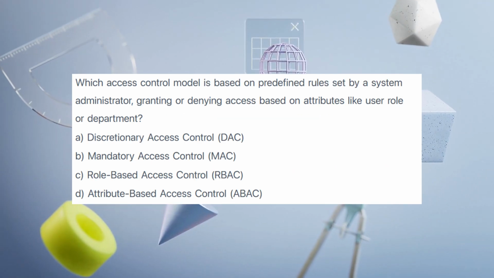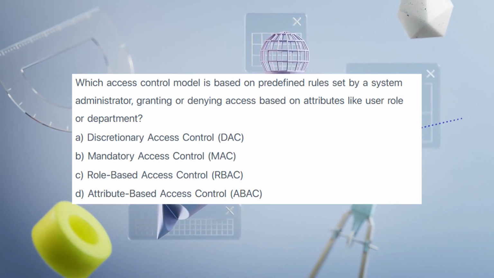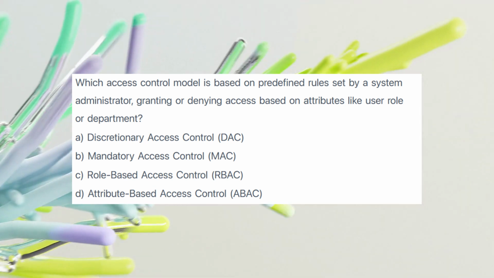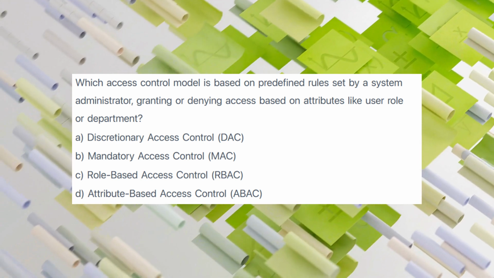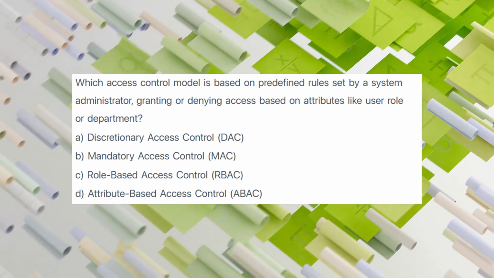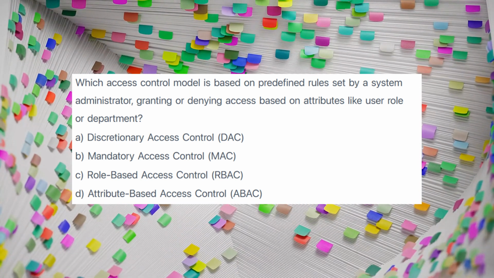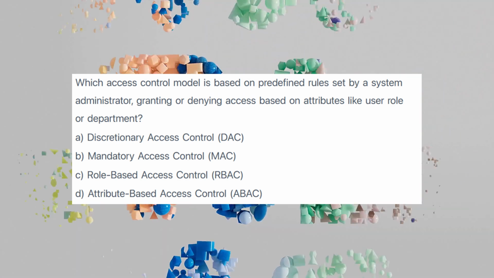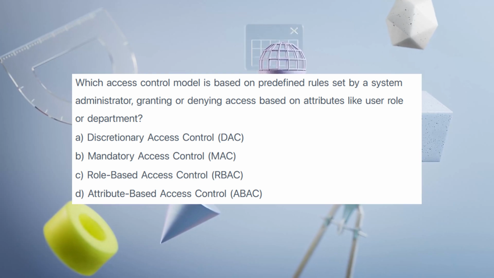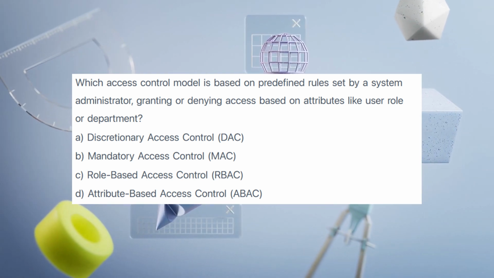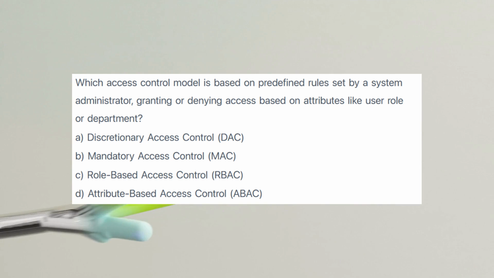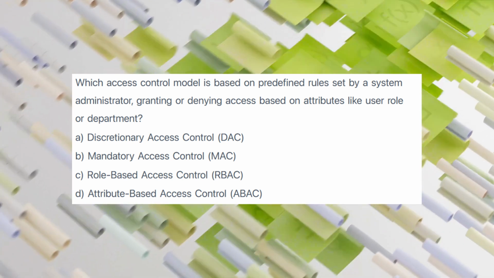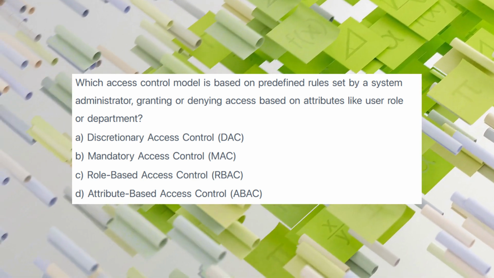Which access control model is based on predefined rules set by a system administrator, granting or denying access based on attributes like user role or department? A. Discretionary access control, DAC. B. Mandatory access control, MAC. C. Role-based access control, RBAC. D. Attribute-based access control, ABAC. Take a moment to think.